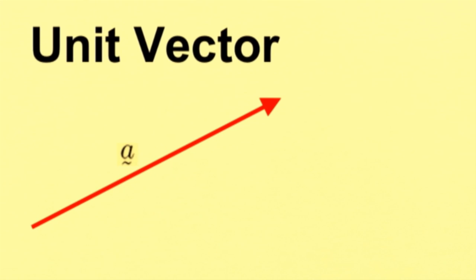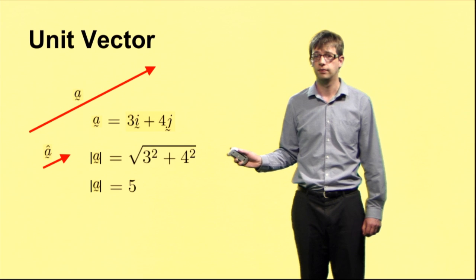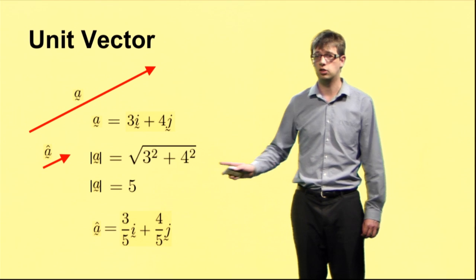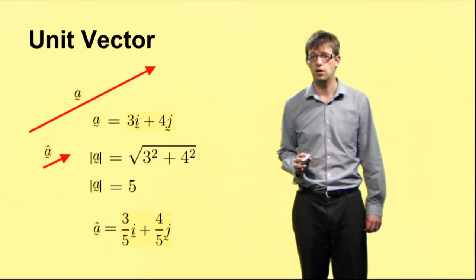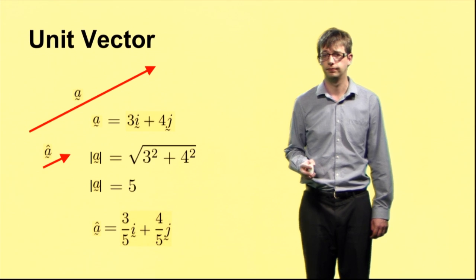A unit vector is a vector with a magnitude of 1. So if we want to find a vector with a magnitude of 1 in the direction of a, this vector here, we find the magnitude of a, and then we divide by its magnitude to get a magnitude of 1. So 3 over 5 i plus 4 over 5 j.